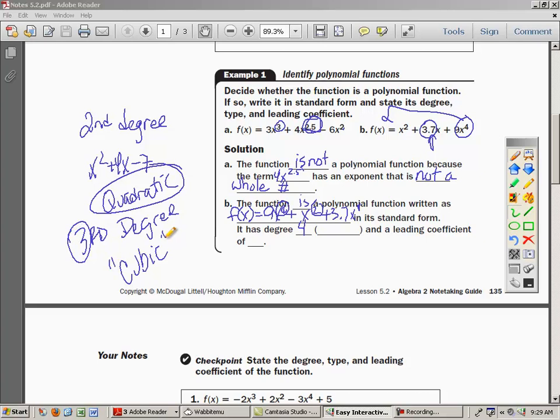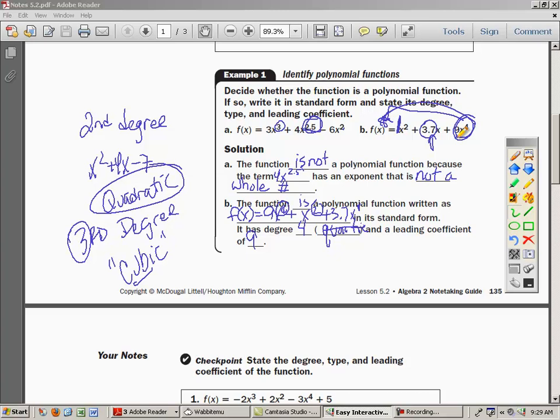Now, they do also call a 4th degree a quartic. You know what? I will never call it that, all right? Because for me, 4th degree seems to be much easier to say than quartic. 5th degree, obviously, we could have special names for that, but pretty much anything past 3rd degree, which is cubic, we're going to call it 4th degree, 5th degree, 6th degree, etc. The leading coefficient in this case is 9 because, when you put it in standard form, the leading coefficient is the coefficient of the highest power of x.